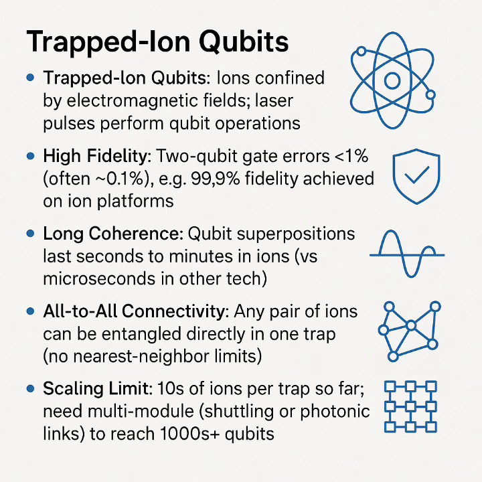Trapped ions are one of the most promising qubit implementations due to their excellent coherence and high-fidelity operations. In a trapped ion system, each qubit is an individual atomic ion, such as ytterbium or barium, that is electrically charged and held in place by electromagnetic fields in a vacuum chamber.